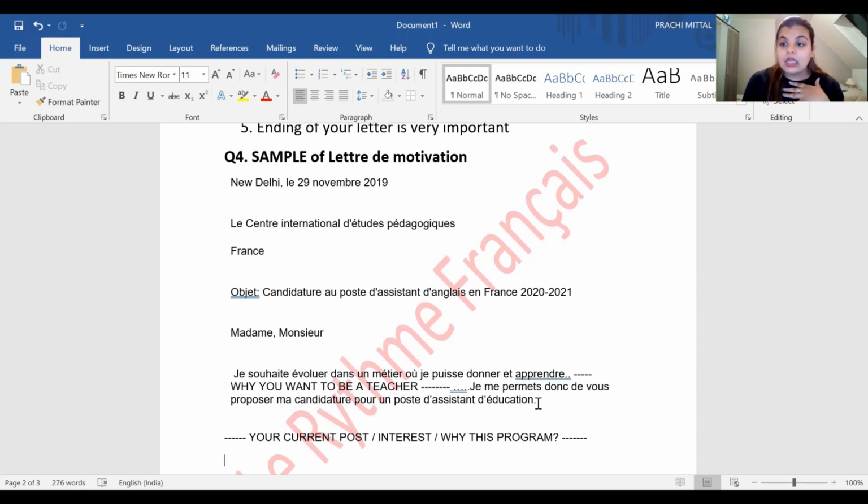When I wrote my lettre de motivation, I wrote this address: Le Centre International d'Etudes Pédagogiques, that is CIEP. That is the main person who is conducting this, and France. Objet, objet means object. That means candidature au poste d'assistant d'anglais en France 2021. So here, what will happen with you? You have to change the year. So till now everything will be the same.